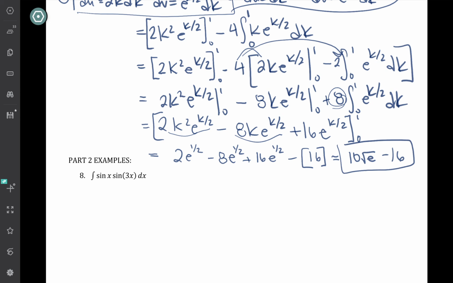Okay, so a little bit of a messy one, but certainly doable. And just remember that the limits of integration have to apply to everything you end up with when you're done with all of your integration by parts.